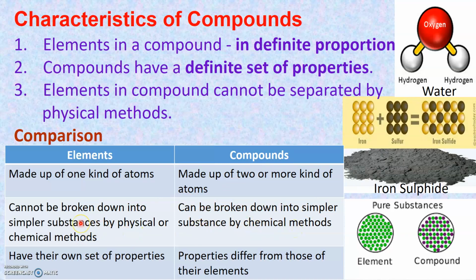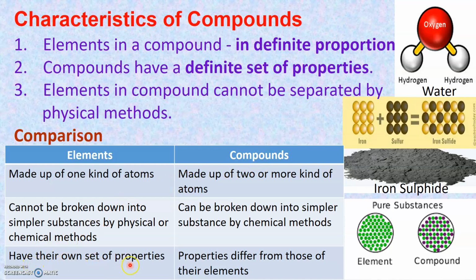We know that in case of an element, for example, take the element sulfur. If you try to break the element sulfur into simpler substances, you finally end up with the same element, that is sulfur. But in the case of a compound, say for example the water compound, if we try to break it into simpler substances by any chemical methods, what we get are simpler substances, that is the elements hydrogen and oxygen. So it can be broken down into simpler substances.